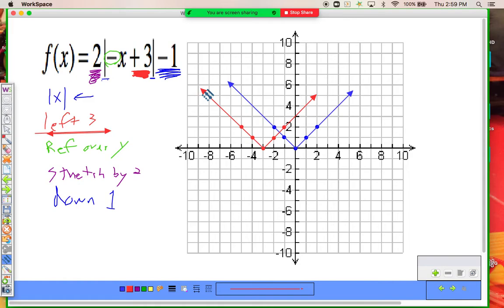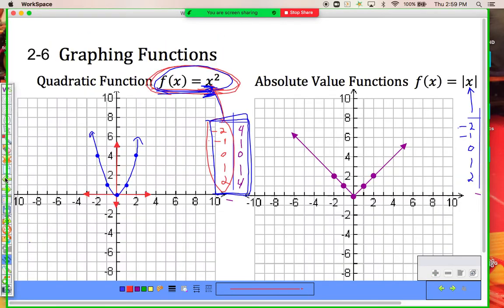All right. Let me go back. So I'm going to ask why we use those numbers. From the beginning, when we graph these, everything is going to be based off of the vertex. When you draw a basic quadratic, your vertex is 0, 0. When you draw a basic absolute value, your vertex is 0, 0. So I know I need my middle so I can get that vertex where it changes directions. And then I need a couple numbers on each side.